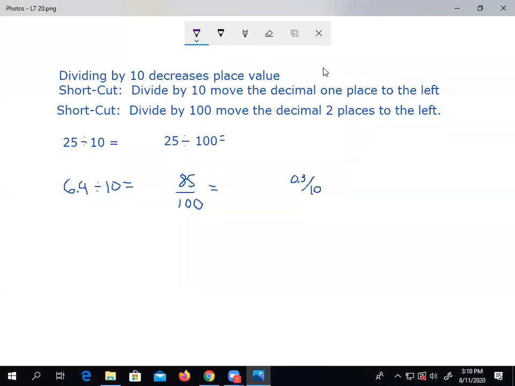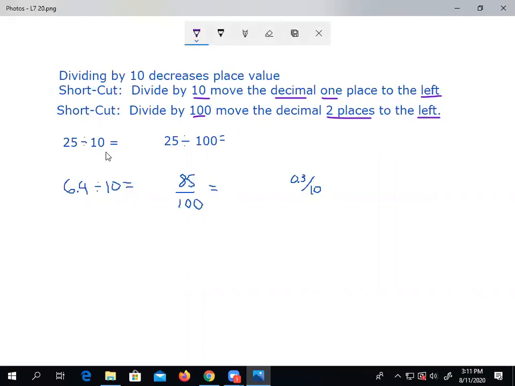So this takes us to dividing by 10. And dividing by 10 is going to decrease place value. So we have a couple of shortcuts here as well. Dividing by 10, what we're going to do is move the decimal 1 place to the left. That should make sense because remember, division is the inverse of multiplication. So it should do just the opposite of what multiplication does. So if multiplying by 100 made the decimal move 2 places to the right, then dividing by 100 is going to make the decimal move 2 places to the left.